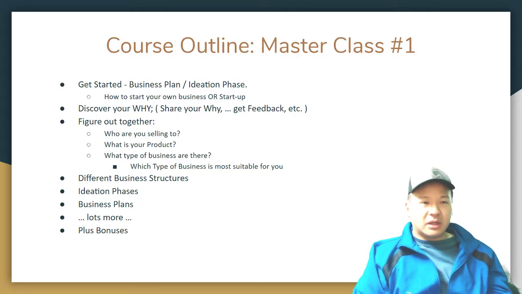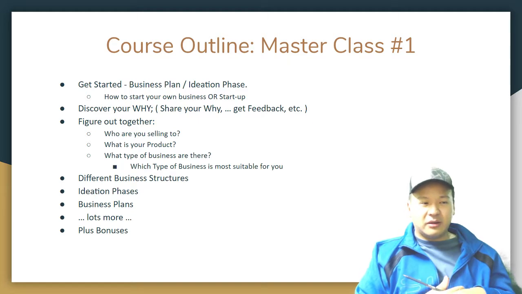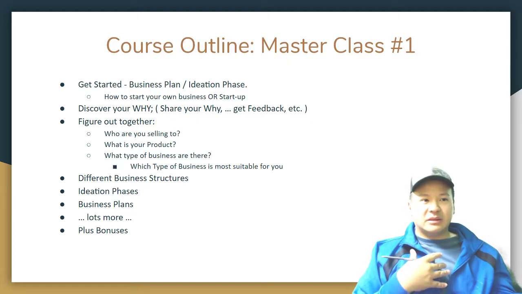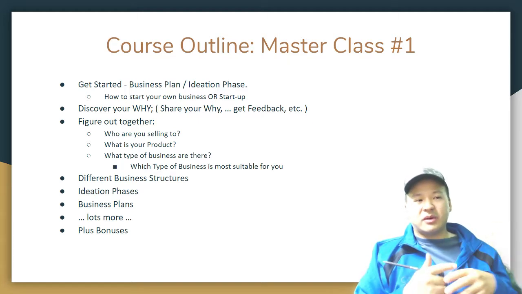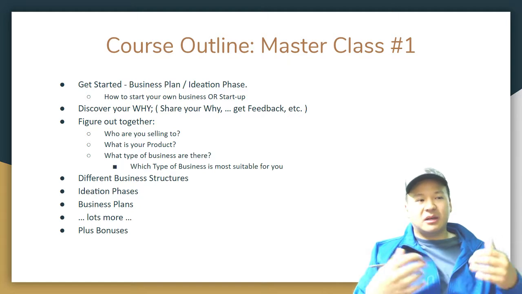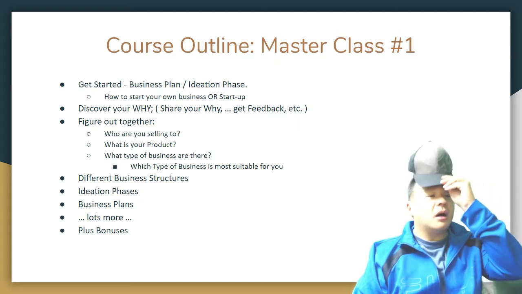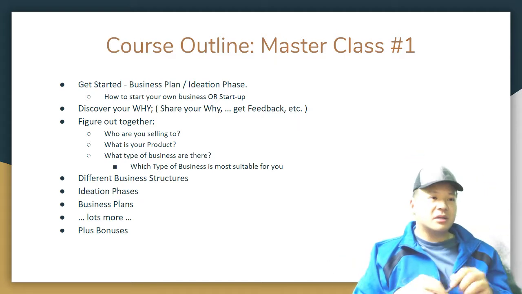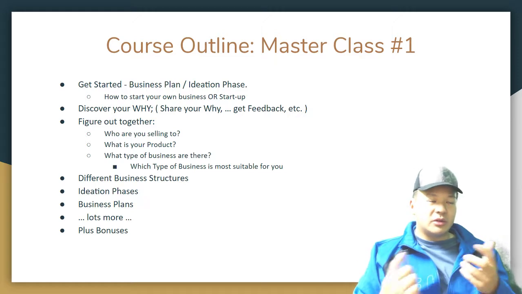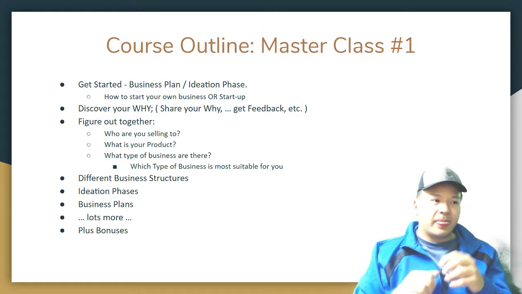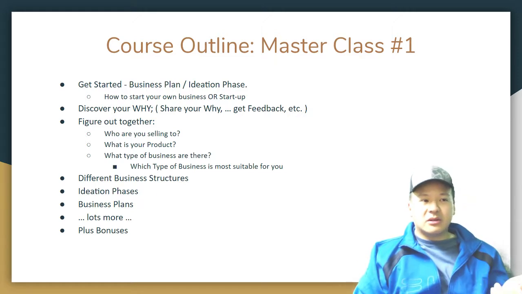So the outline for class number one, this is really two, three steps removed. I'm not getting to the details, but basically, to get started you need a business plan. You need an ideation. You need an idea, and a concept: what you want to do, what kind of business you want to start, and how to start your business or your startup.